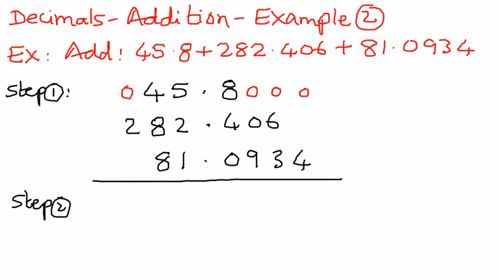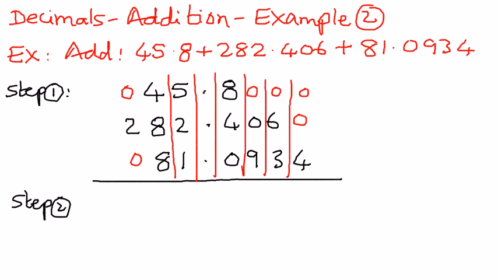282.406 or 282.4060 means exactly the same. Here we are aligning the columns, as you can see. 81.0934 or 081.0934 means exactly the same. The reason we did this was to make sure that we are aligning all these numbers in these columns correctly. That is the reason why we fill them up with zeros. And now we are ready to add them as if we were adding whole numbers.